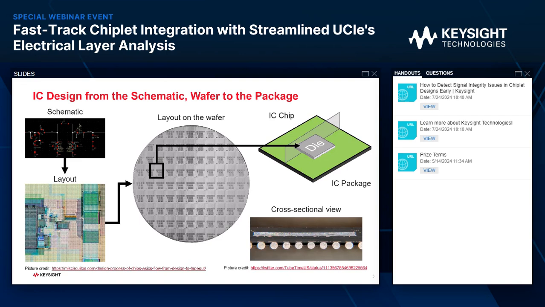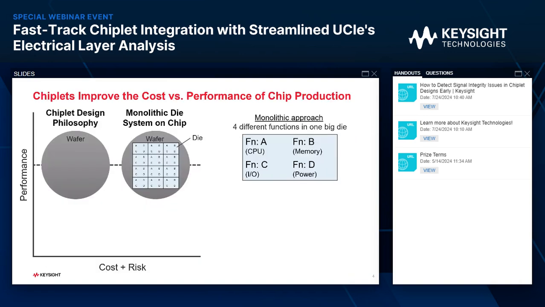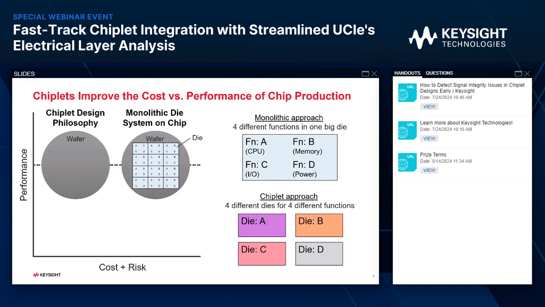Let's take another look at why chiplet will improve the cost and performance of the chip production. Shown here is the monolithic approach, where 4 different functions are in one big die. We can see there's function A, B, C, and D. The chiplet design philosophy will break down these 4 functions into 4 different dies. This is how it looks on the wafer.